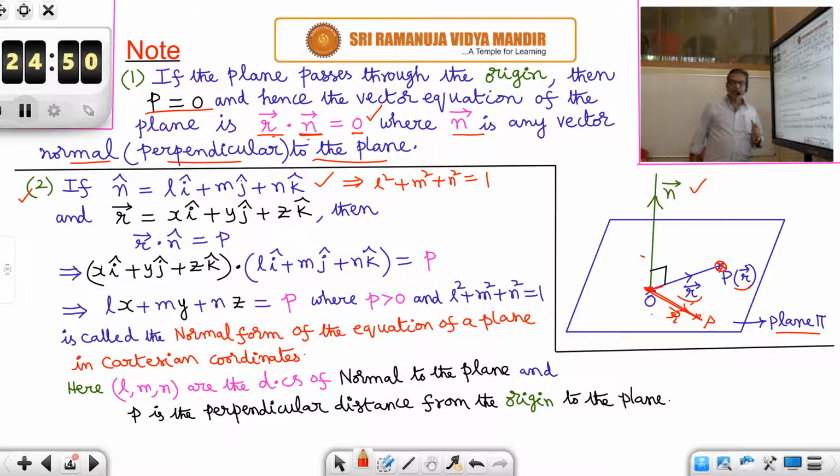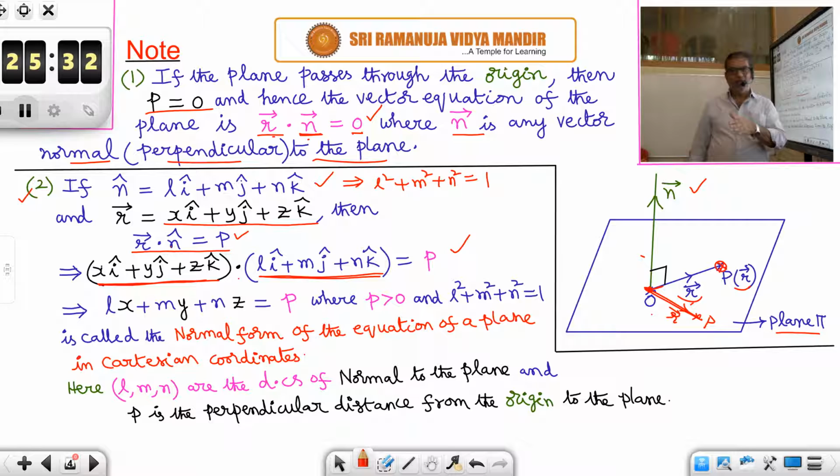Next, r bar is what? r bar is the position vector of any general point in the plane. So in the Cartesian form, we can take r bar is equal to x i plus y j plus z k. That is any general point in the plane. Now, what is the equation of the plane? r bar dot n cap is equal to p. So r bar, x i plus y j plus z k, dot n cap, l i plus m j plus n k, is equal to p.